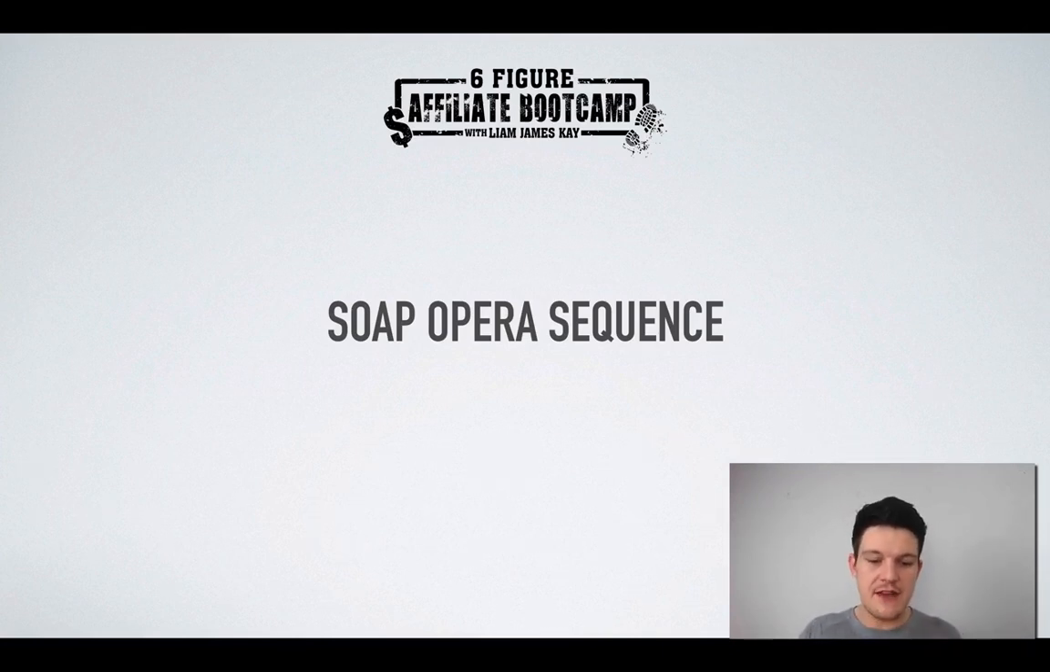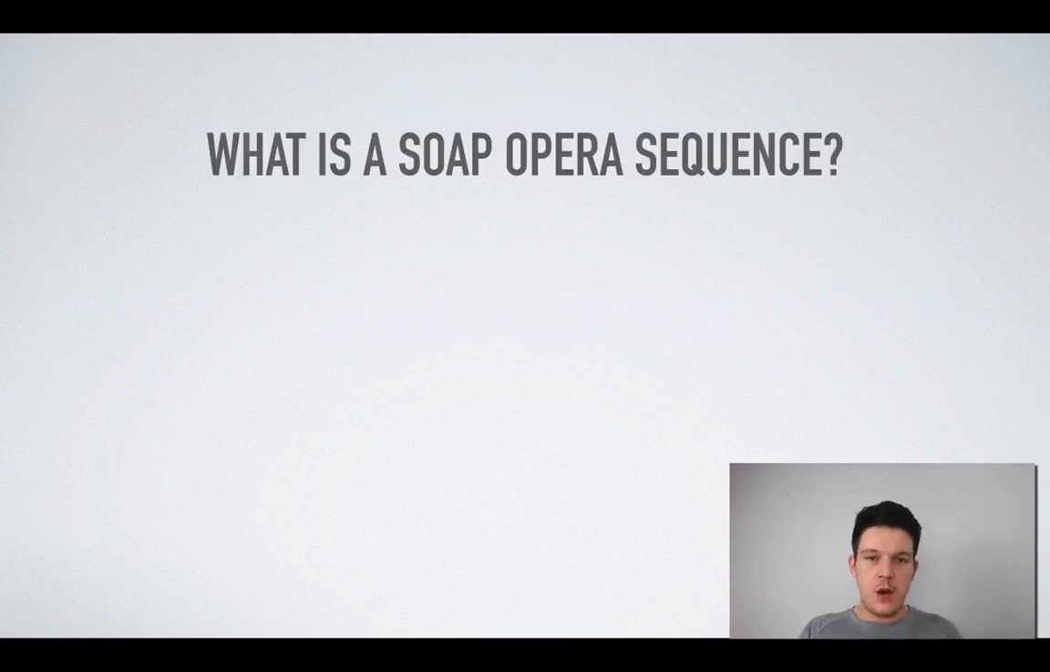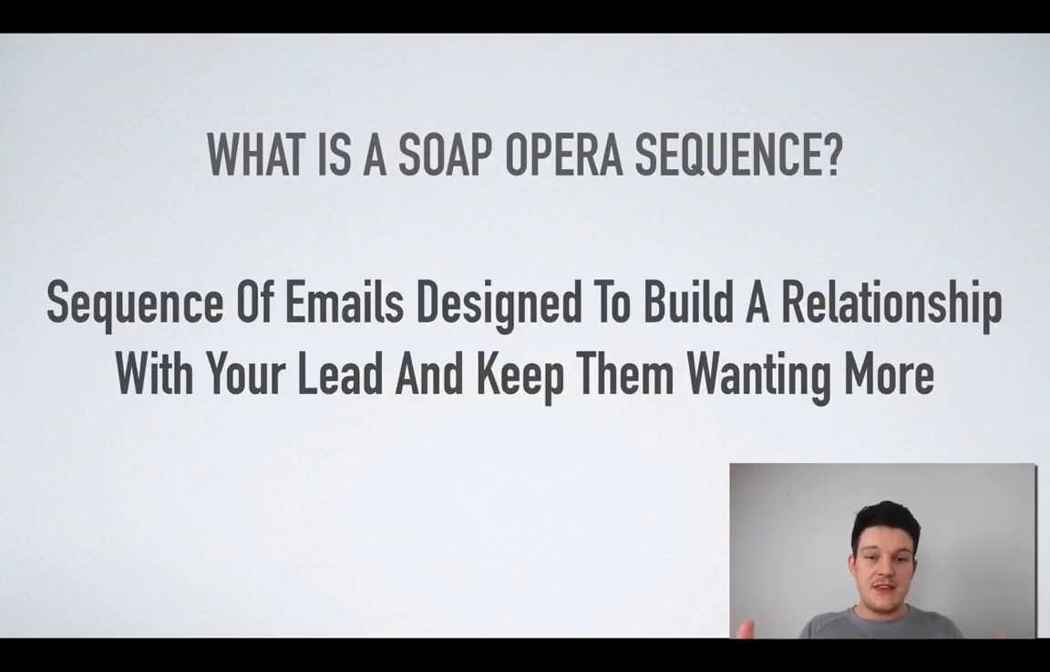So this is the first set of emails. So just to be clear, what is the soap opera sequence? It's a sequence of emails designed to build a relationship with your lead and keep them wanting more. So it's all about building that relationship, building that rapport, and you want them to keep tuning in. So what you don't want to do is just use your emails to sell straight away. Someone enters their email address, buy this product, buy this product, buy this product. That's not what you want to do. You want to be really careful not to promote too much, especially in the first few emails, and start to tell your story and build a rapport with the person that's reading it.